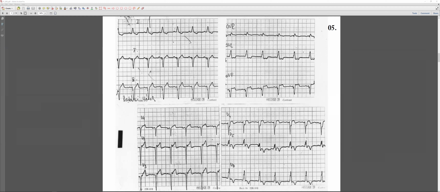Looking through the other chest leads, we have a notched sign in V4, V5, and V6. Don't see a notch in V1, 2, or 3. But I do see it in V5, V6. Need to gather my thoughts. So wide QRS with notched V4, V5, V6 likely means a right bundle branch block.